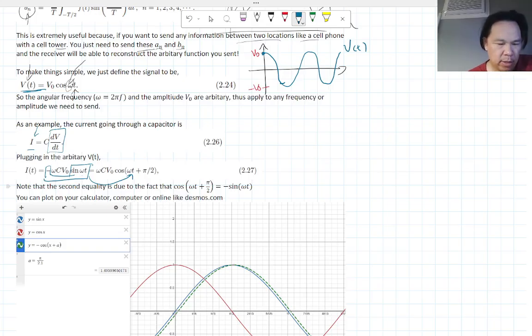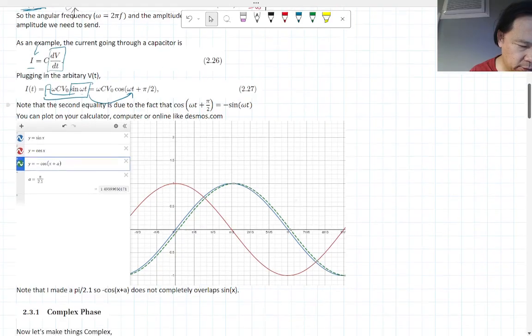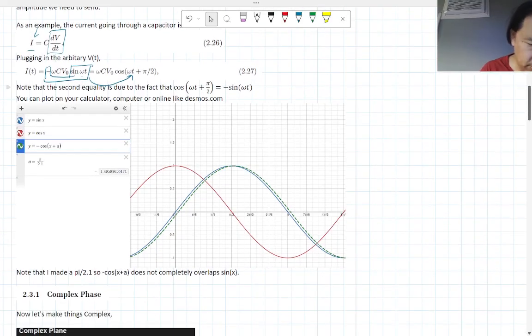What do I mean by this phase shift? Let's look at this picture down here. I plotted in blue the function sine of x, and cosine is plotted in red. Hopefully that makes sense: cosine starts at 1, sine starts at 0. If I plot y equals negative cosine, I guess I plotted the opposite.